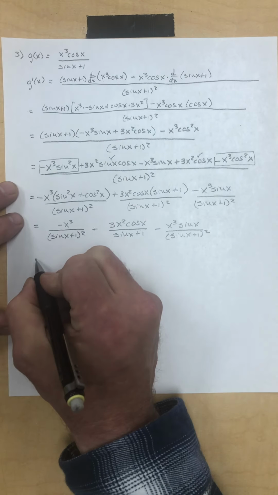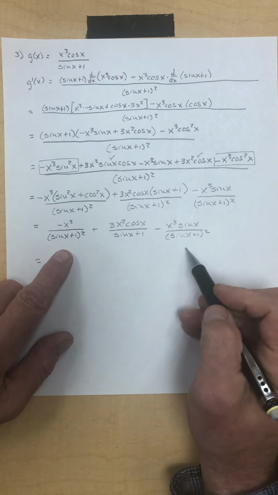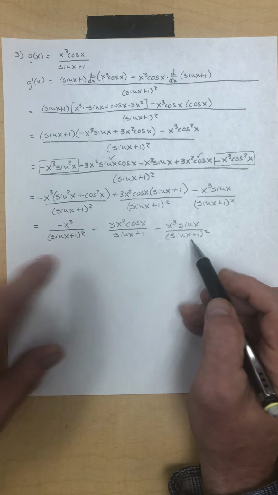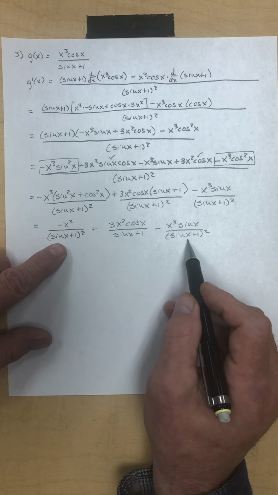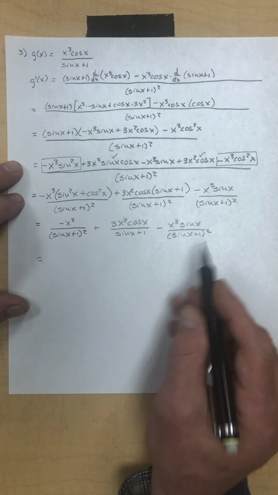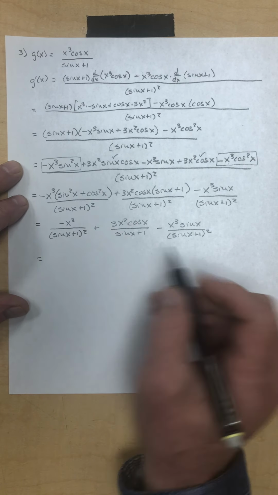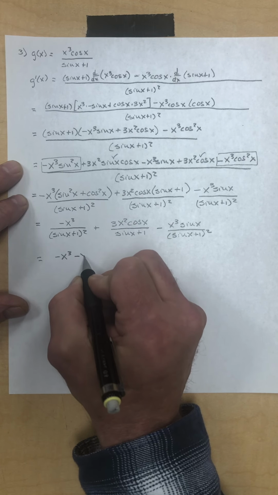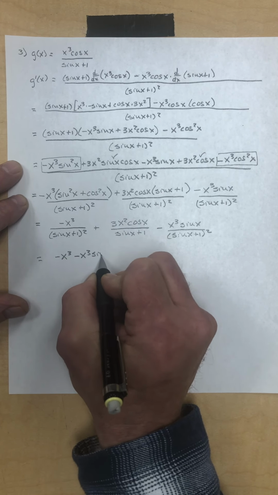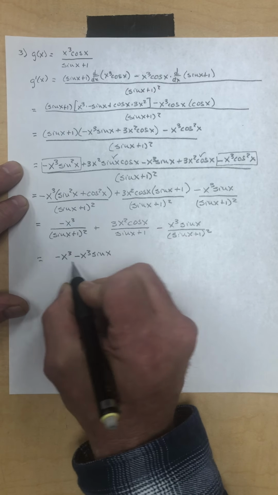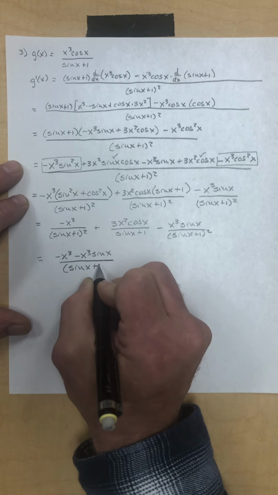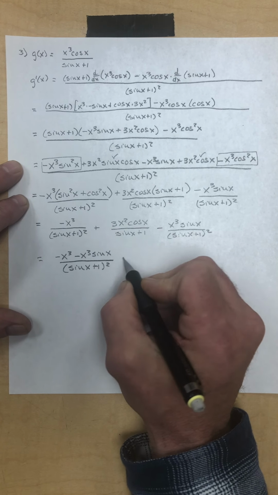Now I got to here and I thought to myself, well, these two guys have the same denominator, so why not combine them into one fraction? And so I'd have these two combined into one fraction and then that guy. So I combine these two right here, and I get negative x cubed minus x cubed sine of x, all over sine of x plus 1 squared. And then obviously this guy's by himself.